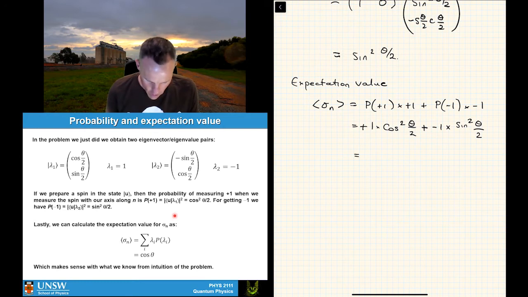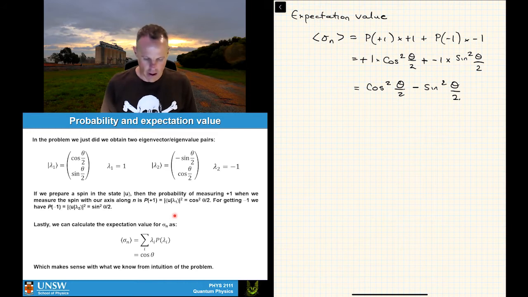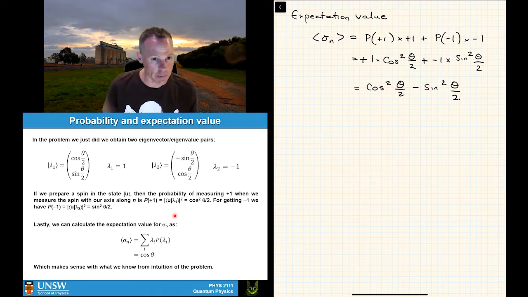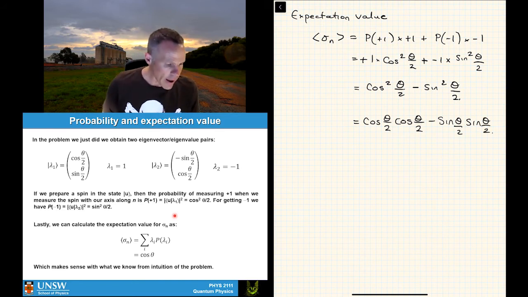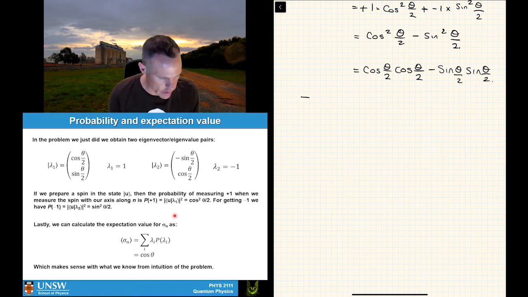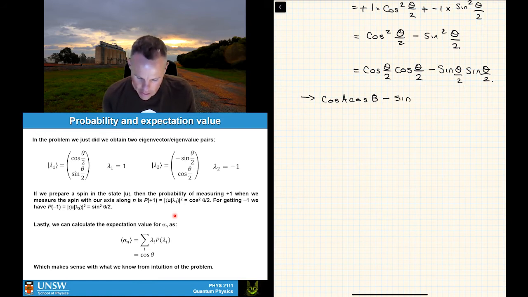Okay, so what we've got here is cos squared theta on 2 minus sine squared theta on 2. Now, you'll remember that we can go back to a relation that we had in our earlier work if we basically break this out. So we can write this as cos theta on 2 times cos theta on 2 minus sine theta on 2 times sine theta on 2. I'm doing this explicitly because what I want to use here is cos A cos B minus sine A sine B is equal to cos of A plus B, okay?